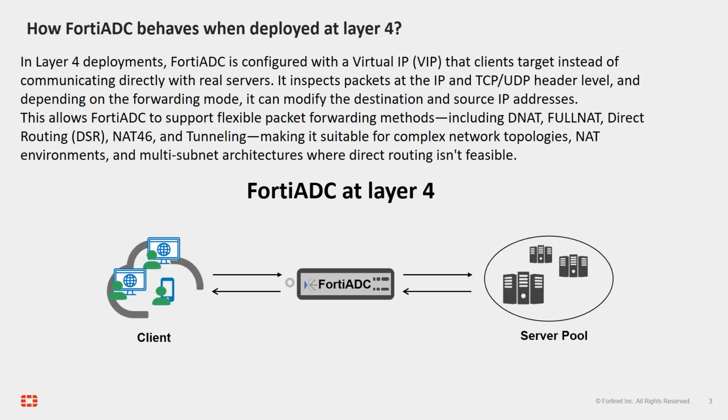In Layer 4 deployments, FortiADC is configured with a VIP that clients target instead of communicating directly with real servers. It inspects packets at the IP and TCP/UDP header level, and depending on the forwarding mode, it can modify the destination and source IP addresses. This allows FortiADC to support flexible packet forwarding methods, including DNAT, FULLNAT, direct routing, NAT4-6, and tunneling, making it suitable for complex network topologies, NAT environments, and multi-subnet architectures where direct routing isn't feasible.